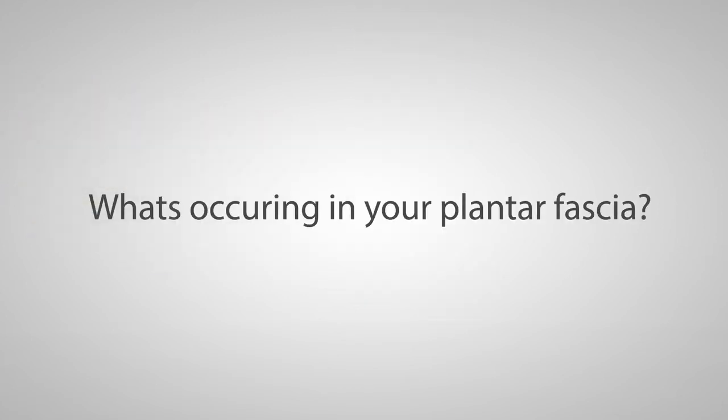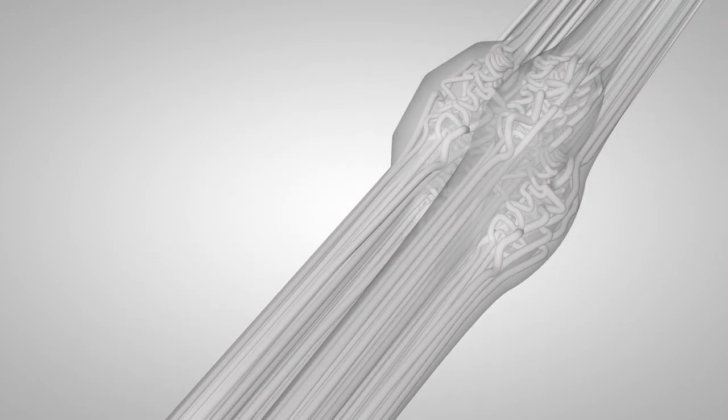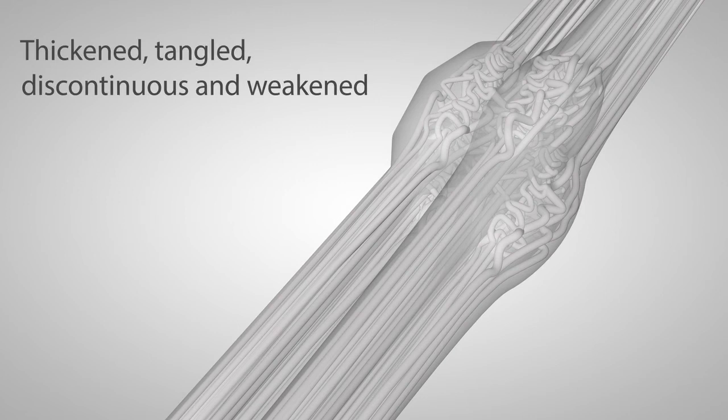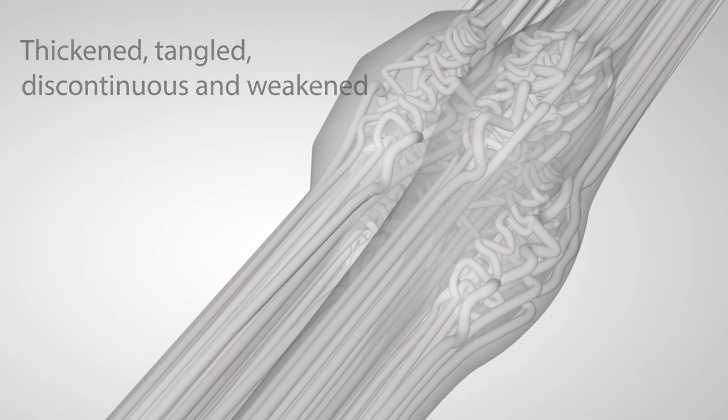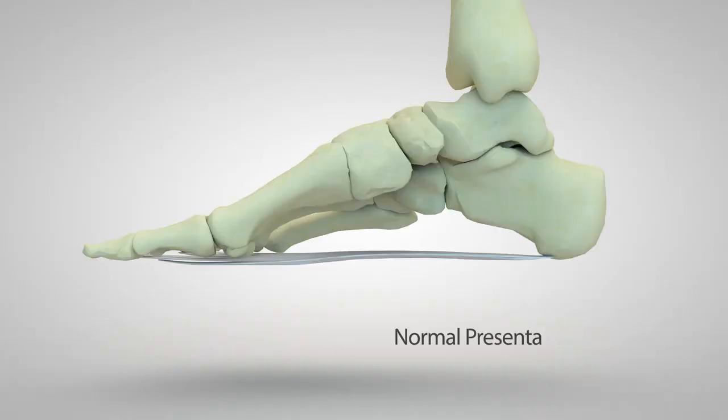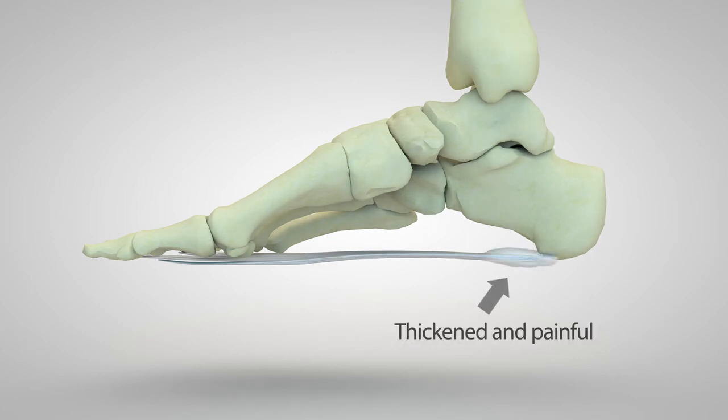In this pathology, the damage occurs on this micro scale every day, over and over again, frequent and repeated micro tears to those collagen fibers. A failed and slow healing response leads to a thickened, tangled, discontinuous and weakened point in the plantar fascia collagen fibers. As a result, the normal presentation, typically a 2 to 4 mil thick plantar fascia, becomes thickened and painful at the insertion at the base of the heel.